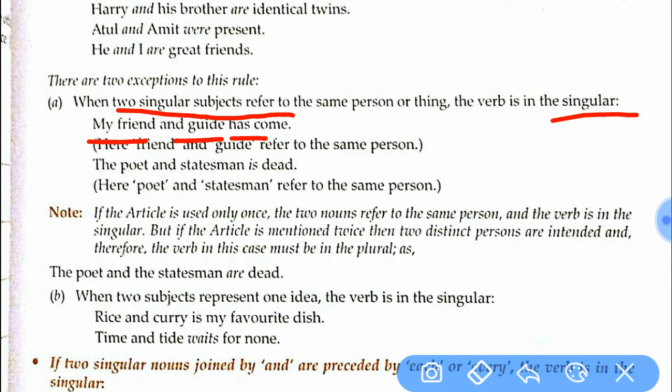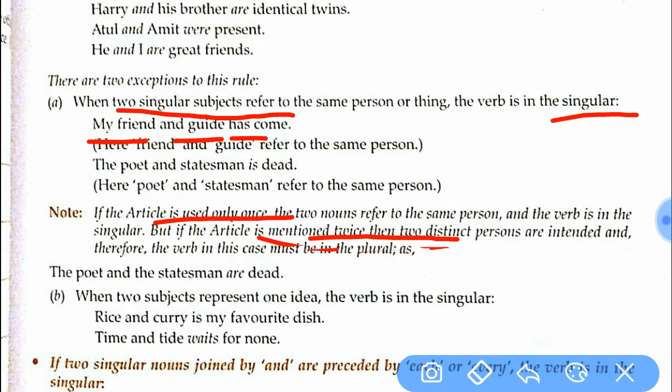Whereas the article is used only once. If the article is used only once, what is the article? A, an and the. The two nouns refer to the same person. If the article is the same, then it is the same person and the verb is singular. But if the article is mentioned twice, then it is two different people. Then it will be followed by the plural form. This helps you differentiate between the two forms.